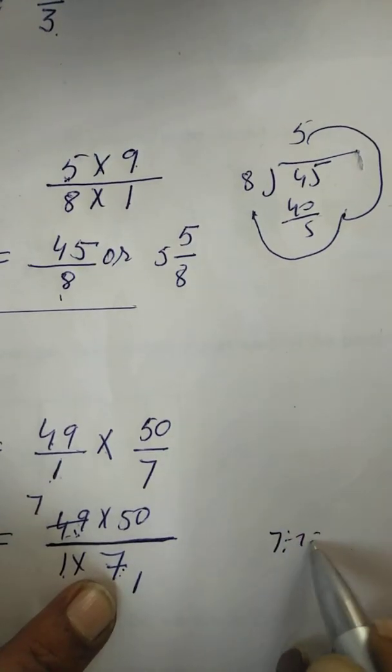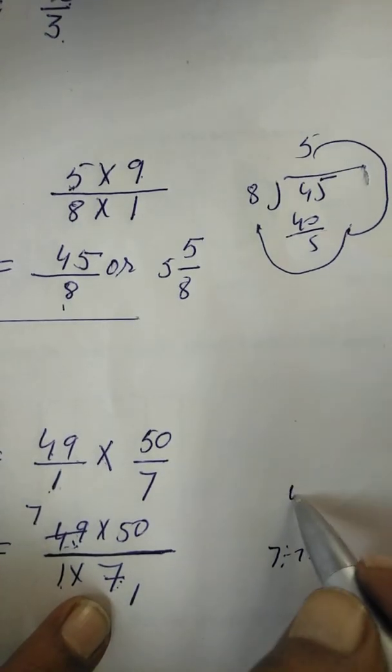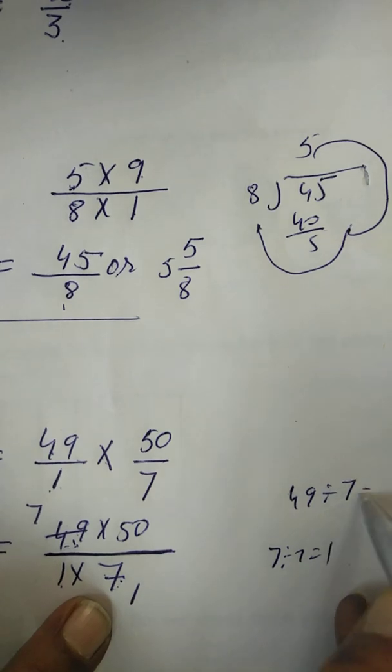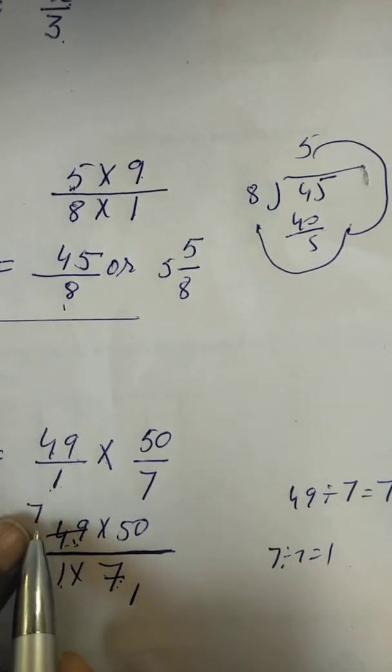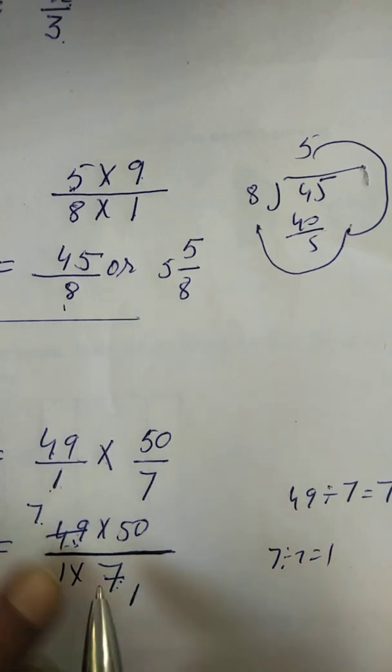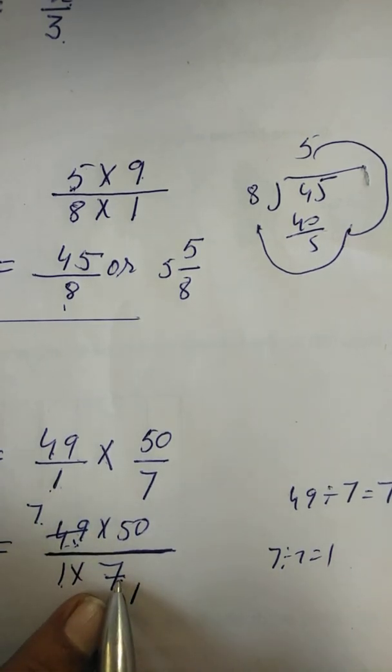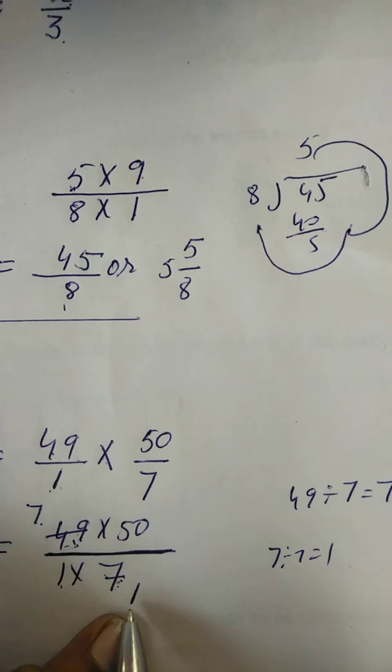So when we divide this 7 by 7 you will get 1, and when we divide 49 by 7 you will get 7. So 49 when divided by 7 you will get 7, you will write here, and this 7 when divided by 7 you will get 1 here.